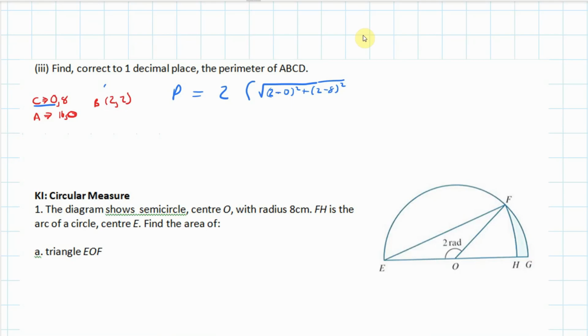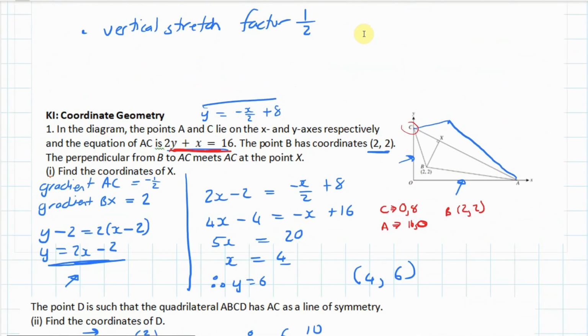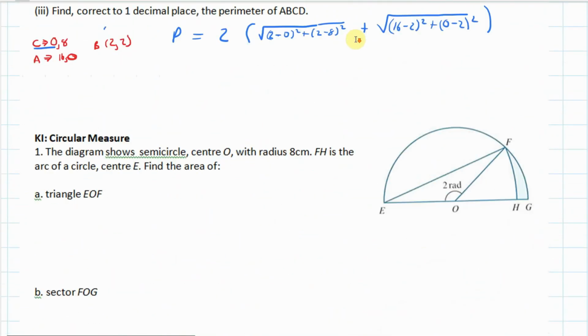And then we want to find the distance between A and B. So that would be the square root of, I guess we can go 16 minus 2 all squared plus 0 minus 2 all squared. And we're doubling it because of course we've got the other lengths like C to D and then D to A. Okay, so that's why we're doubling it.